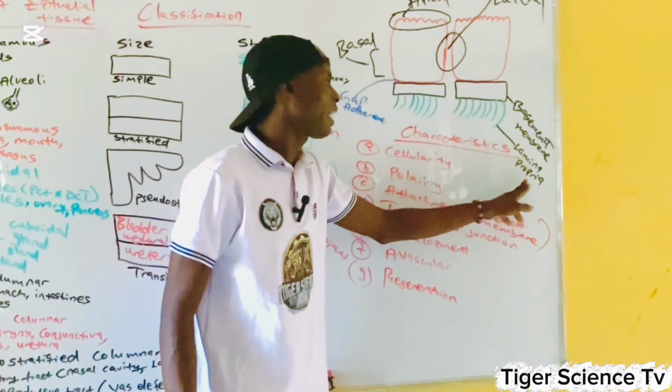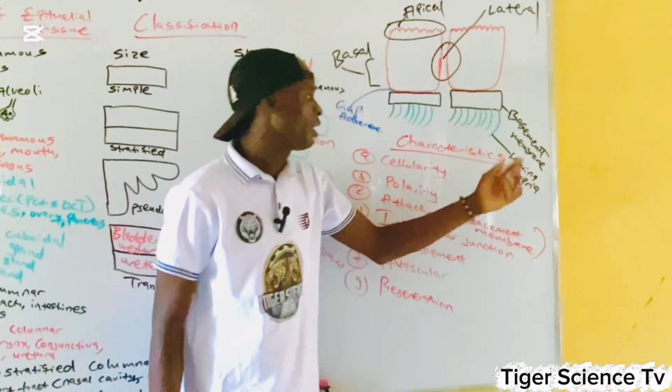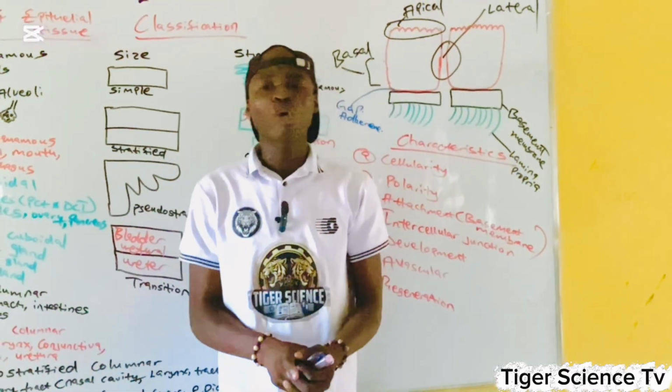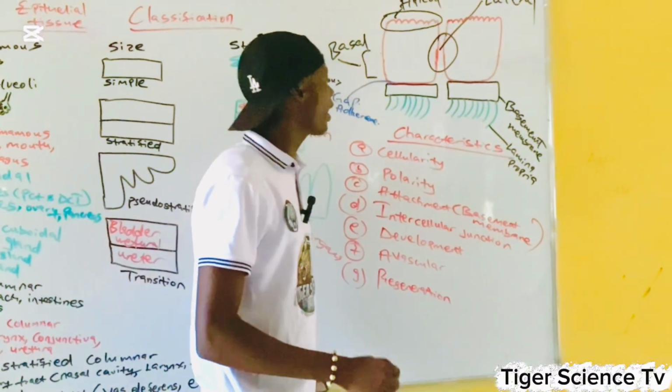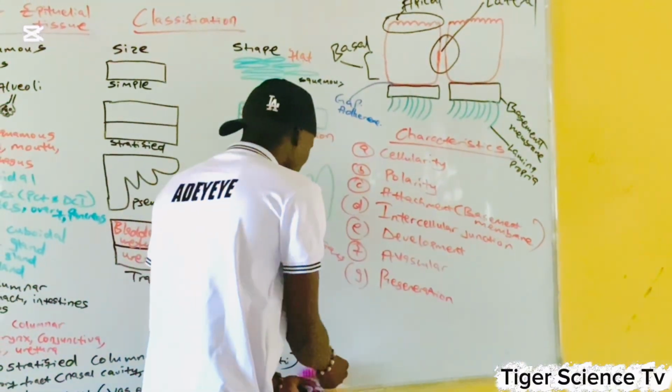After the basement membrane, we have the lamina propria. So what is the lamina propria, class? The lamina propria is a type of connective tissue that anchors the epithelial tissue to an underlying tissue. Okay, that is what we have as the lamina propria. Let me make a quick illustration over there.